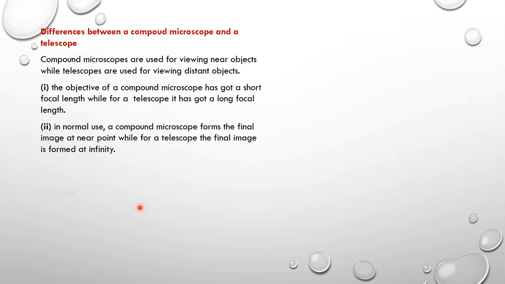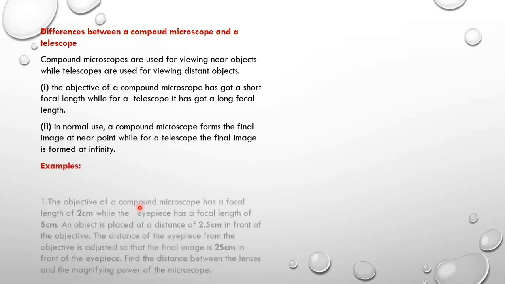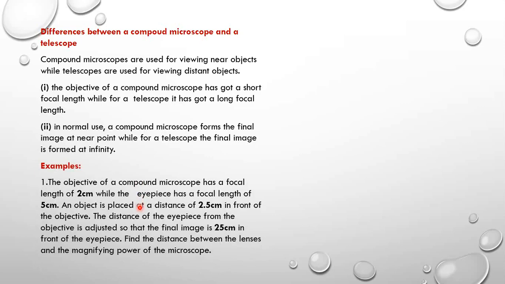Let's look at some examples. Example 1. The objective of a compound microscope has a focal length of 2 centimeters, while the eyepiece has a focal length of 5 centimeters. An object is placed at a distance of 2.5 centimeters in front of the objective. The distance of the eyepiece from the objective is adjusted so that the final image is 25 centimeters in front of the eyepiece.